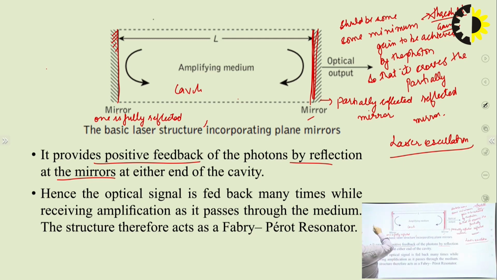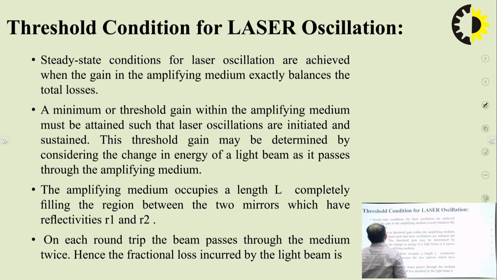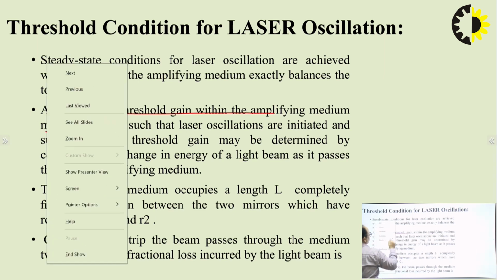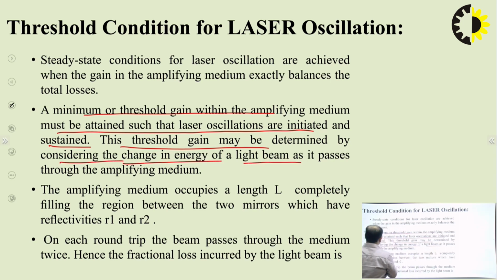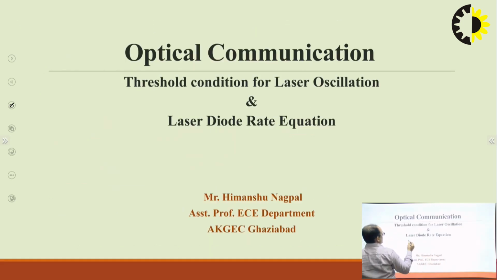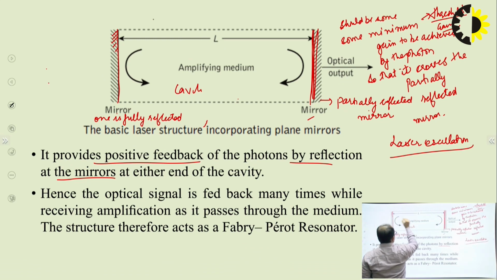Clear? So if I talk about a minimum threshold gain, the amplifying medium must attain it such that the laser oscillations are initiated and sustained. This threshold gain may be determined by the change in energy of a light beam as it passes through the amplifying medium. Let's say the amplifying medium has a length L.